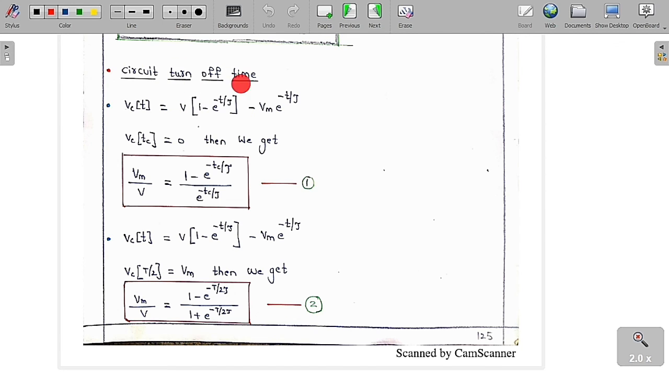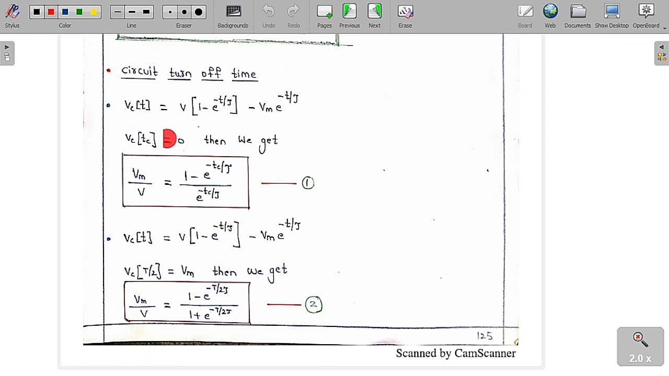So now I want to find what is the circuit turn off time. Just now we have figured out the capacitor voltage: Vc of t is equal to V into 1 minus e to the power of minus t by 2 minus Vm into e to the power of minus t by 2. I want to find at what time the capacitor voltage is equal to 0.